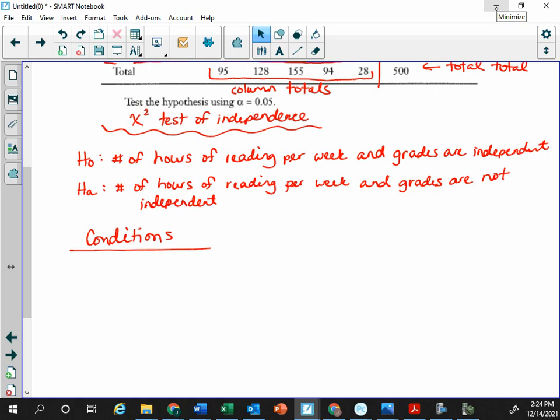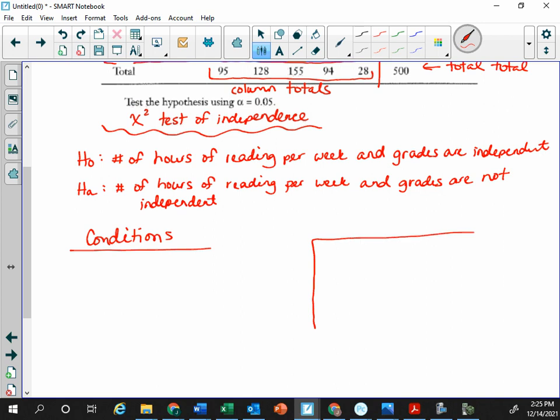So, what we have to do with that, this part is a little less fun. We have to actually write out our expected counts. So I'm going to make a little table.